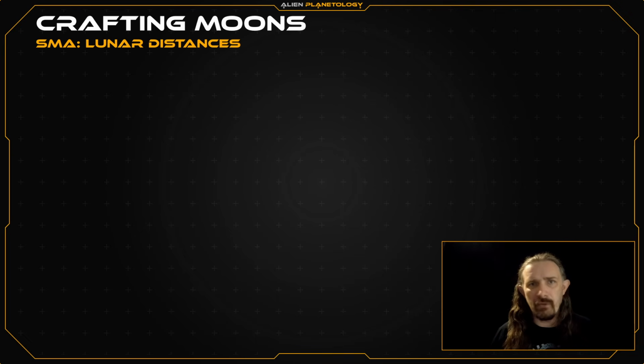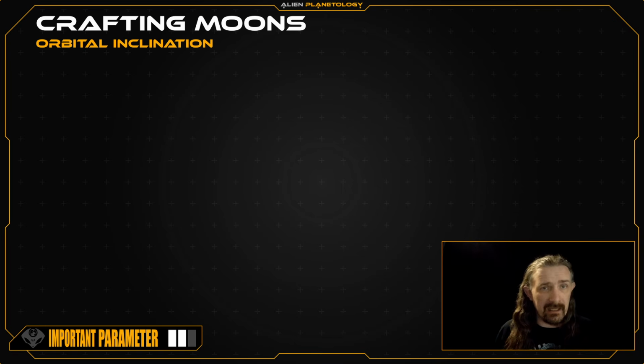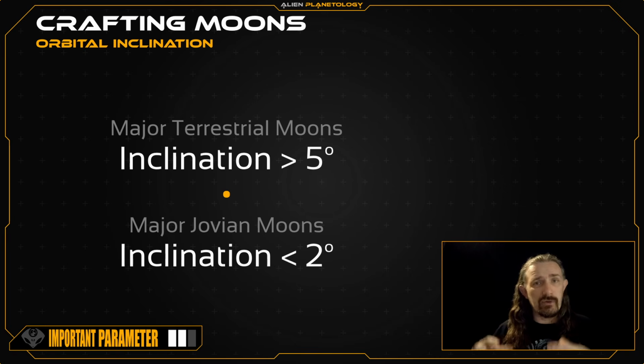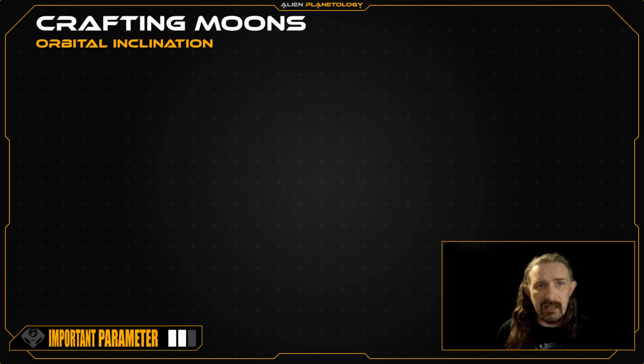Once we have placed our moon, the next parameter we should define is its inclination. That is, how tilted the moon's orbit is relative to the planet's equator. For this parameter, the class of the moon is very important. Major terrestrial moons are likely to have high inclinations greater than 5 degrees due to them forming from collision events, while major jovian moons are likely to have low inclinations, usually below 2 degrees, due to them forming from a disk centered on their parent planet's equator. In either case, the closer the moon orbits to its parent planet, the lower its inclination will tend to be.